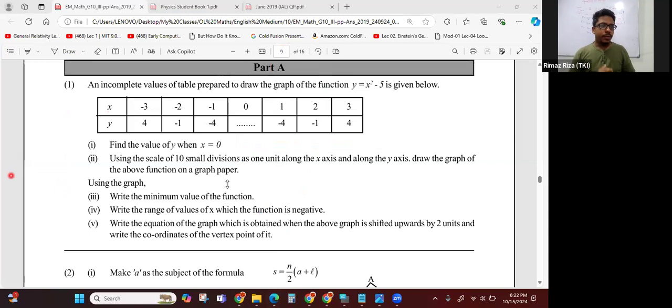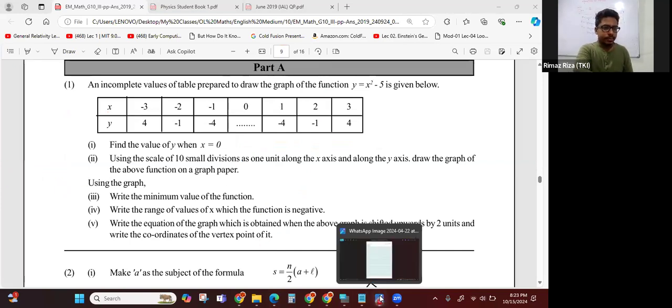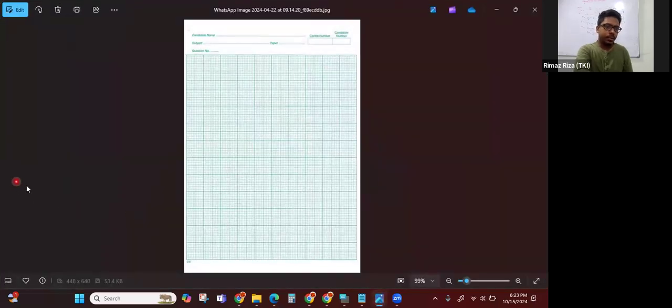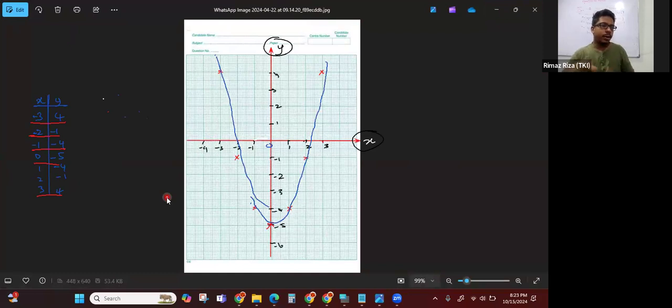Write the range of the values of x for which the function is negative. So now you want to write the range of x for which the function is negative. Okay.